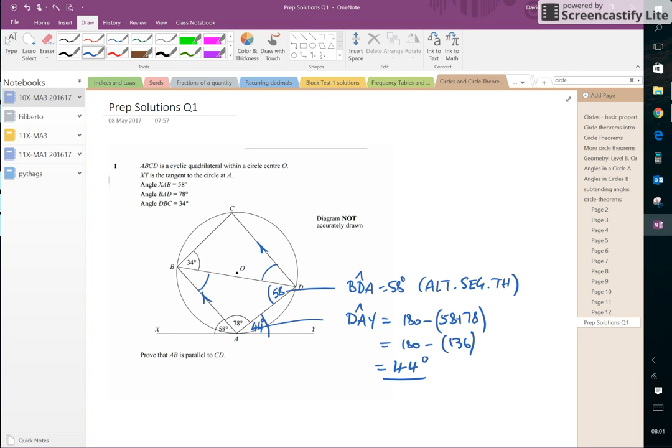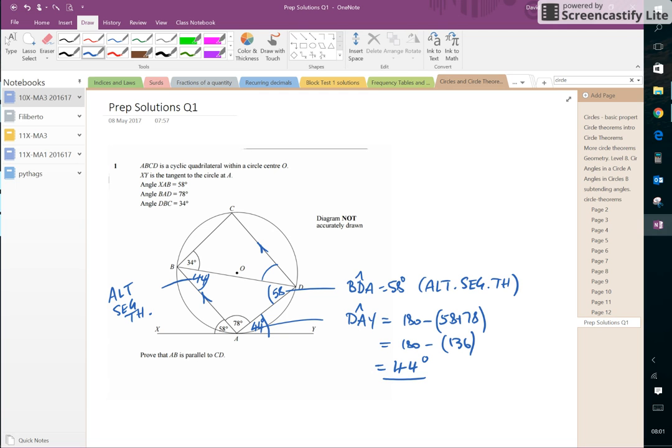Now, we can use the alternate segment theorem again. Let's just remind ourselves, when a chord meets a tangent, the chord subtends an angle, this one, which is equal to the one in the alternate segment. So that's 44. So we also know that this is 44. This is from the alternate segment theorem again. Now, if that's 44, we can't just assume that this is 44 straight away, because that's cheating, because we don't know for certain that they're parallel. We're trying to prove that they're parallel.